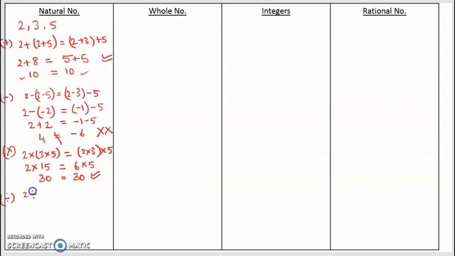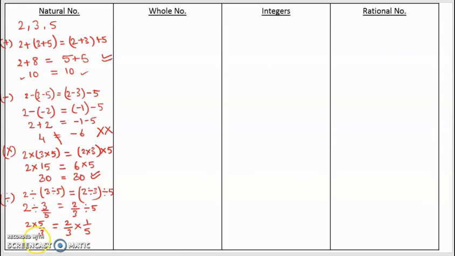So 2 divided by 3 divided by 5 should be equal to 2 divided by 3 whole divided by 5. So I can write 2 divided by 3 by 5 should be equal to 2 by 3 divided by 5. This division, if I convert them into multiplication, will come 2 into 5 by 3 should be equal to 2 by 3 into 1 by 5.